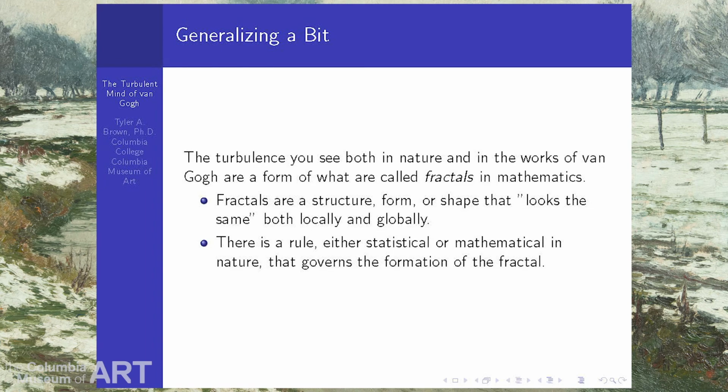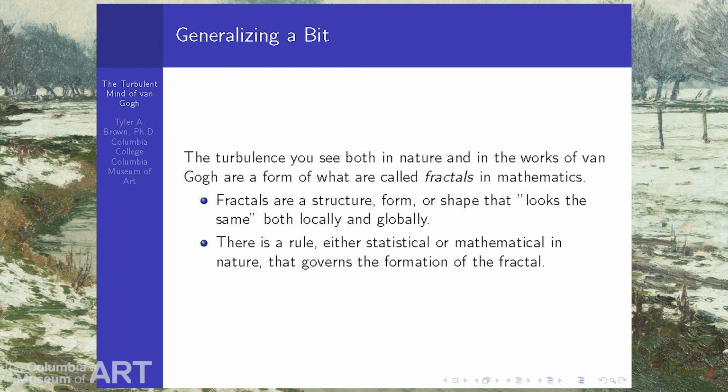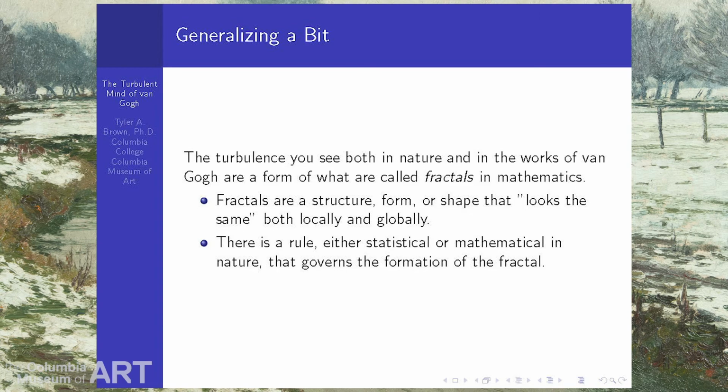So we're going to generalize a bit. The turbulence you see in both nature and the works of Van Gogh are a form of what are called fractals in mathematics. How many of you have seen fractals before? Cool, most of you. Fractals are a structure, form, or shape that looks the same both locally, small scale, and globally. You look at the whole, it's the same as if you look at a particular part. There's a rule, either statistical or mathematical in nature, that governs the formation of a fractal.